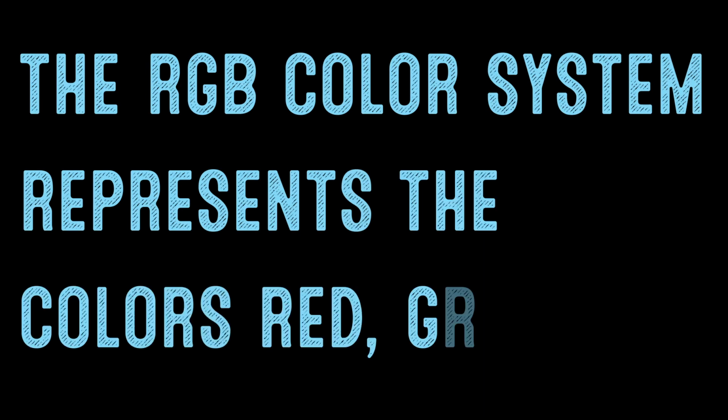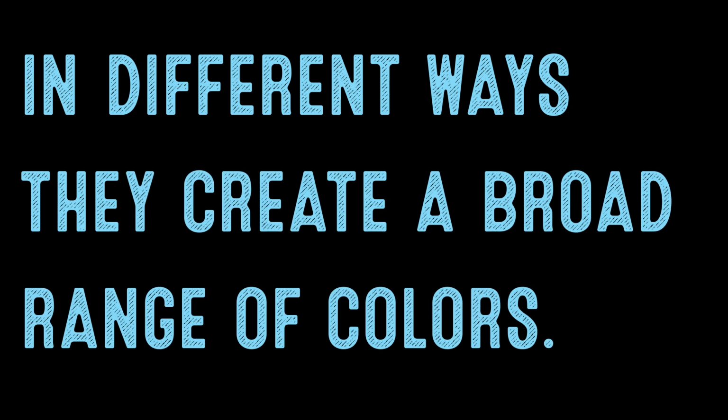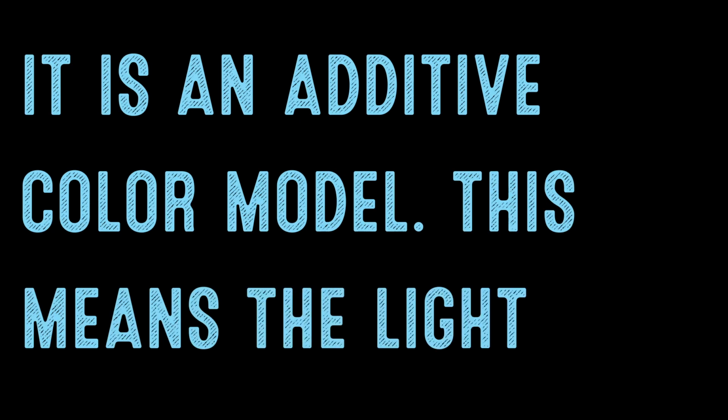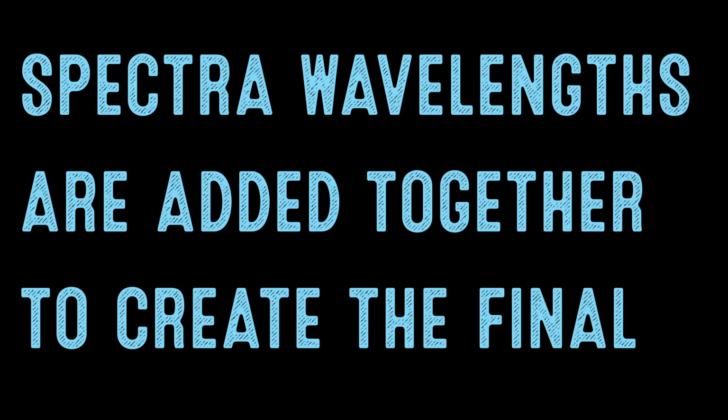The Daily Code Snippet. The RGB color system represents the colors red, green, and blue. When red, green, and blue light are added together in different ways, they create a broad range of colors. It is an additive color model. This means the light spectra wavelengths are added together to create the final color.